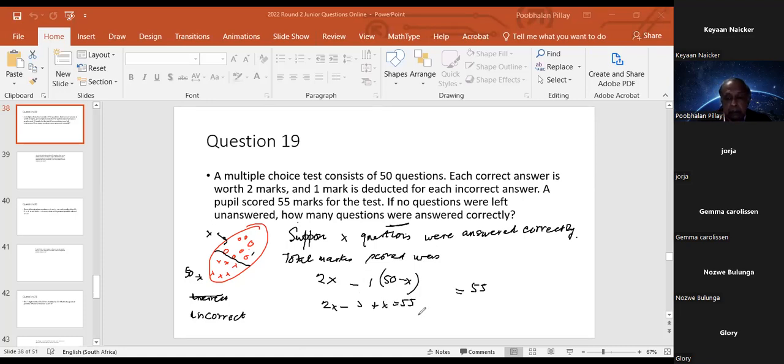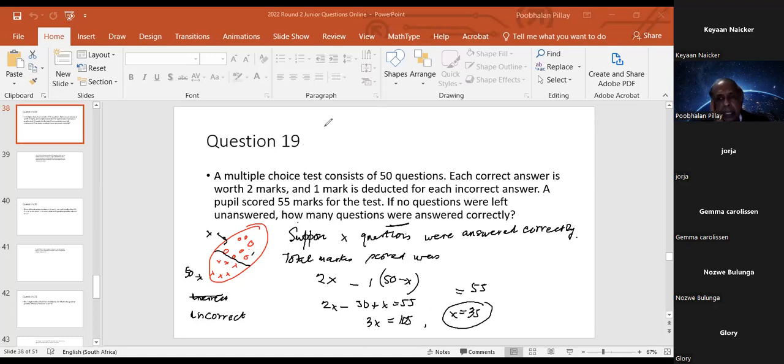You change the sign when you go a negative sign outside the brackets. 2x minus 50 plus x, so that gives you 3x equals 105. Bring the 50 to the other side, and x is 35. And that is what we wanted. X was the number of questions answered correctly, so he answered 35 questions correctly.